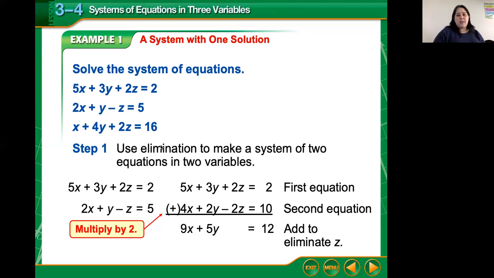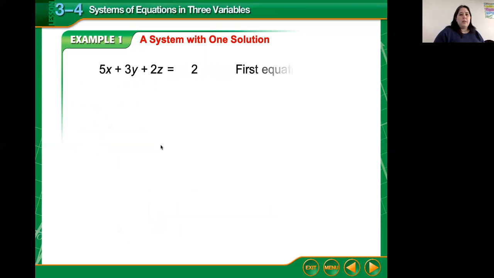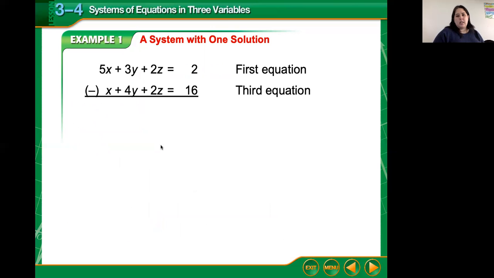Now we need to use the third equation and either of the other two. In this case, we're going to use the first equation again and then the third equation, and we're just going to subtract. The biggest thing here is if you don't apply the negative by actually writing it out, you need to remember that you're doing 5x minus x, 3y minus 4y, 2z minus 2z, 2 minus 16. And when we do that, we get 4x minus y equals negative 14.